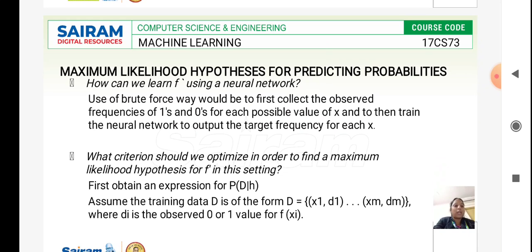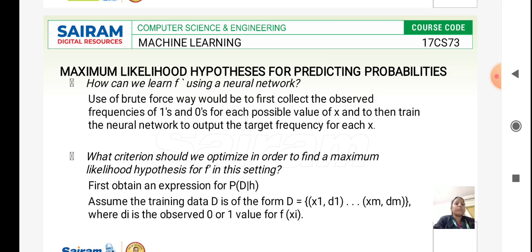How do we make this happen? How do we make f(x) to be 1 alone? For that, we go with training a neural network. We do this using a neural network, and we use a brute force way to train it. What is actually the brute force way? What do we do there? We are going to collect all the observed frequencies of 1s and 0s. For the given example, when I am tossing a coin, I am going to observe the frequency of occurrence of head, and I am going to collect the frequency of occurrence of the tail.